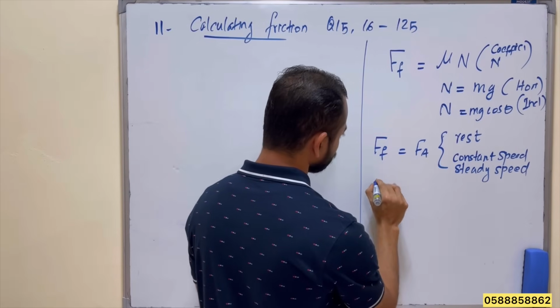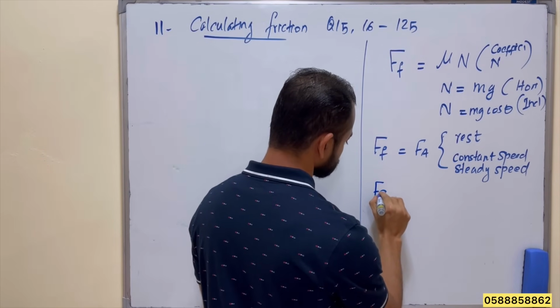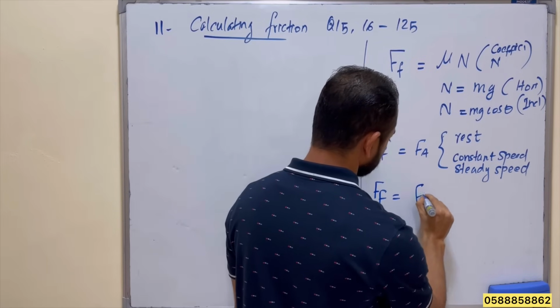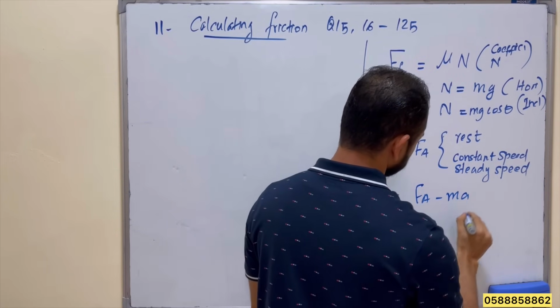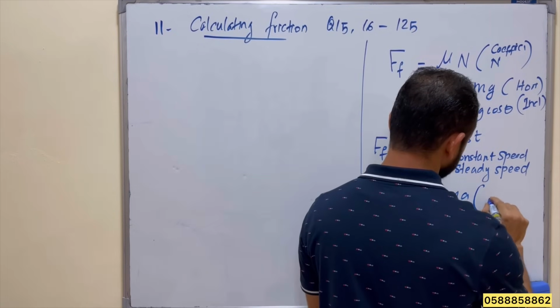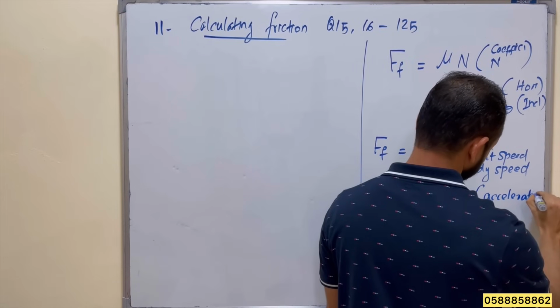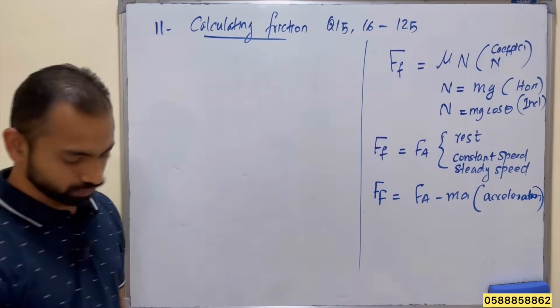Then next, if acceleration is given, if the object is accelerating, then frictional force is equal to applied force minus mass multiplied by acceleration. So you can use this equation if there is acceleration in the question. Okay, now we will move to the questions.